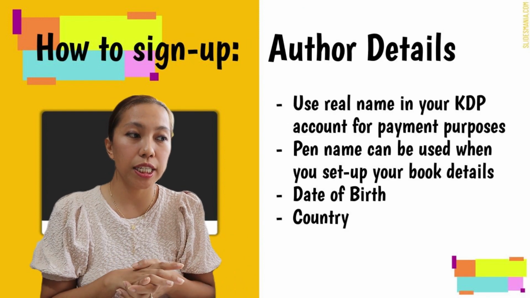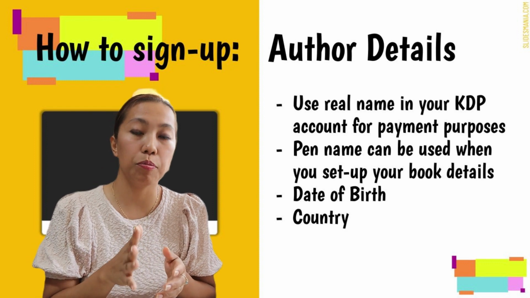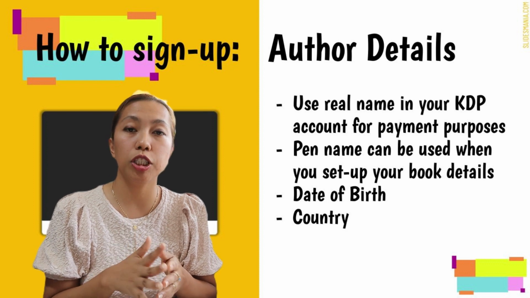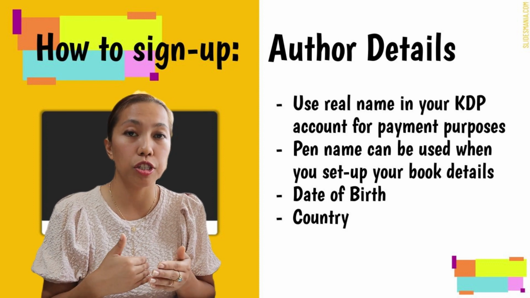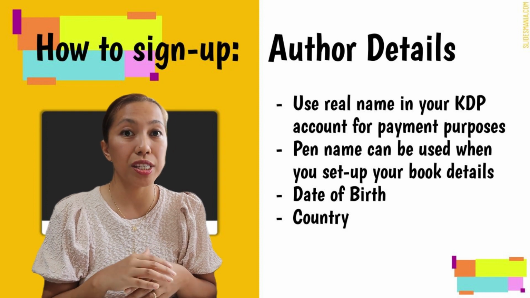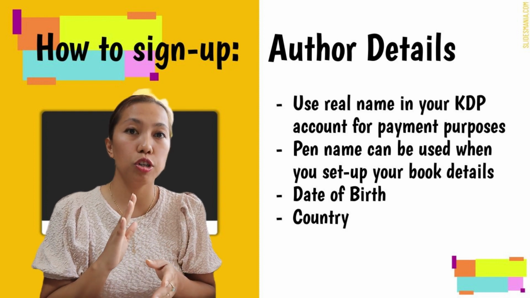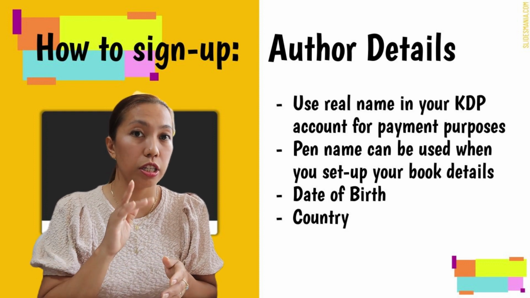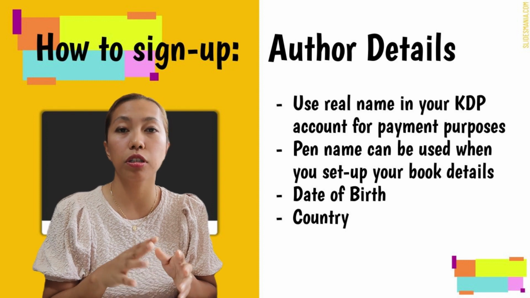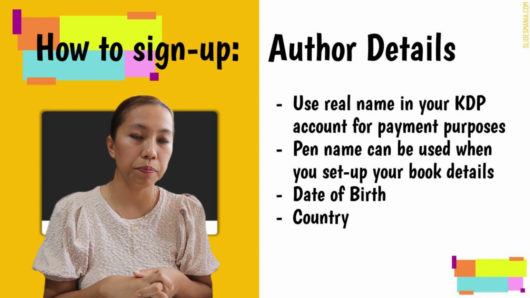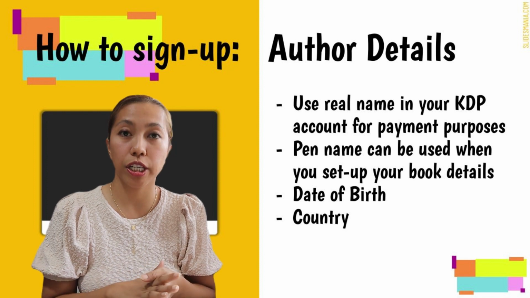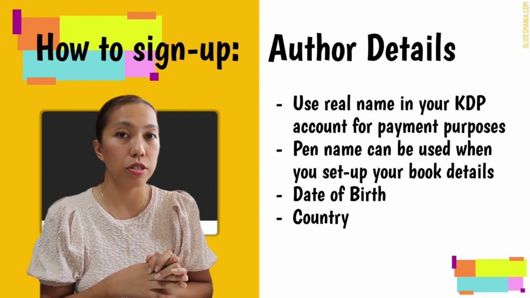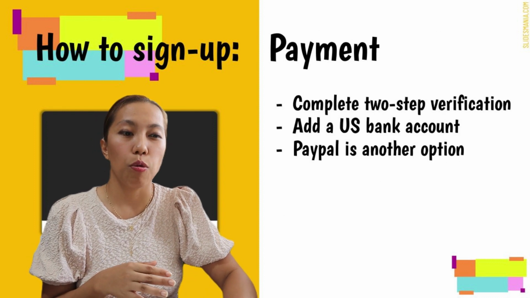Now for the author details, once you sign up or create your own account, you will have to write your real name or your publishing company if it's registered, because this is what they're going to use to send your payments. Do not worry, because your pen name can be used when you set up your book details, and we're going to discuss that when we reach the book details part. It will also require your date of birth and your country of residence. Again, you can create your own Amazon KDP account anywhere in the world.